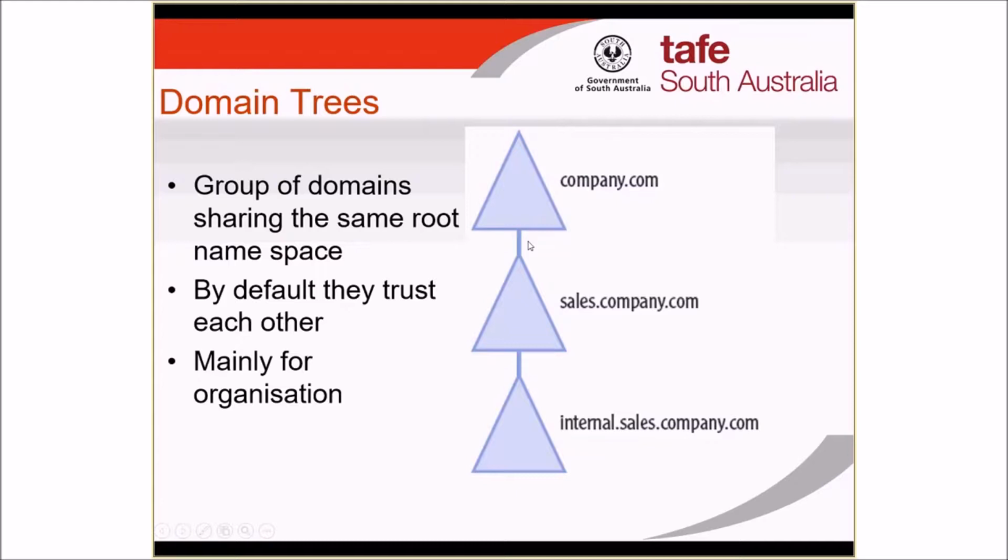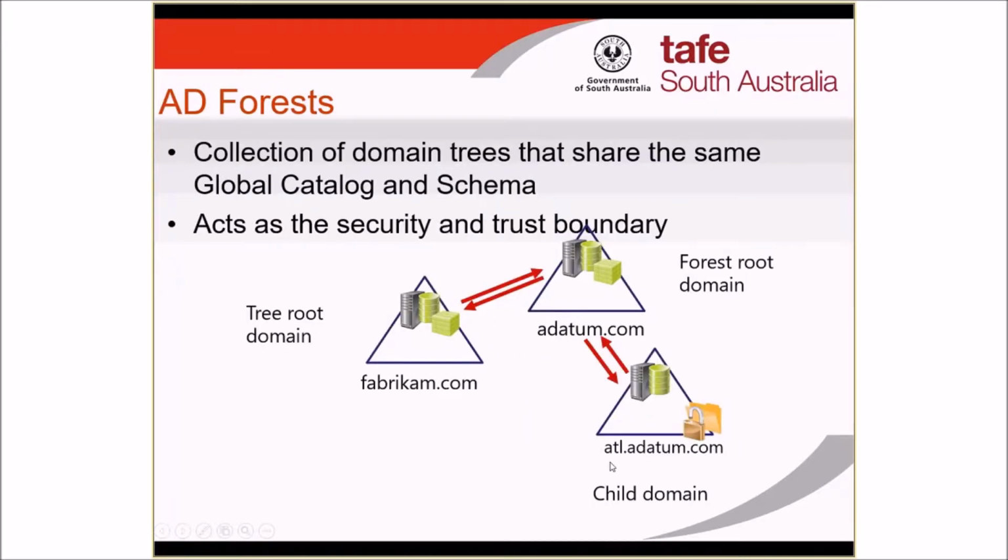So in this case, these domains share the same namespace because they all have company.com as part of their name, and they are linked. Sales is a subdomain of company, internal is a subdomain of sales, and they're linked. It looks like a Christmas tree, doesn't it? This is what's called a domain tree. Groups of domains sharing the same namespace root by default trust each other, and this is mainly for a single company which is getting too big and needs separate domains to make it less complicated.